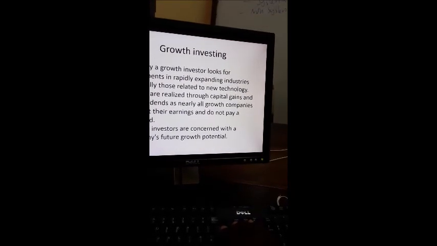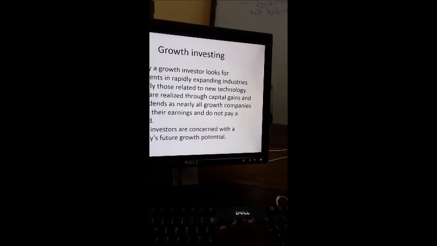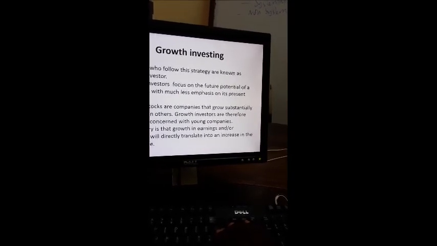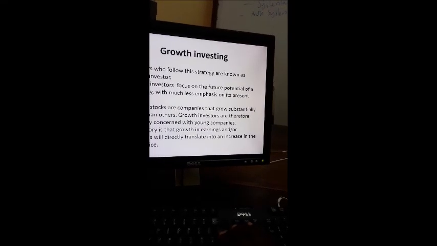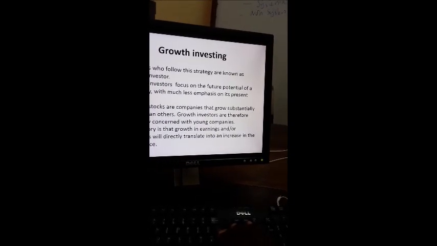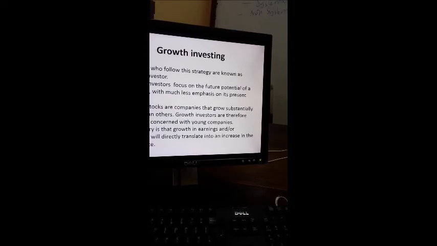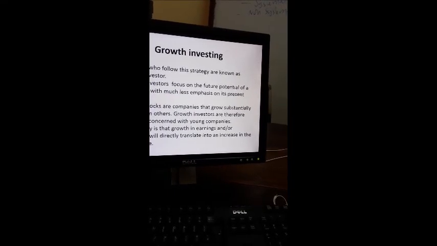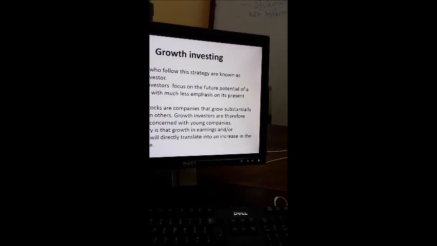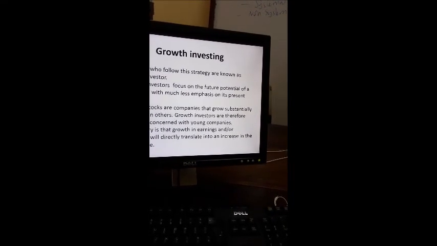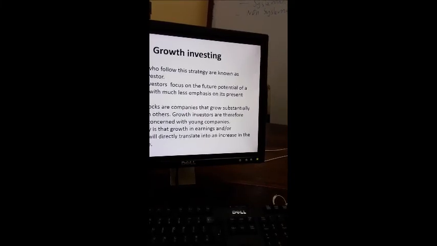Now, according to the growth investing strategy, growth investors are concerned with companies' future growth potential. So they are looking at the potential for future growth. Those who follow this strategy are known as growth investors, and the strategy is known as growth investing. Now, growth investors focus on the future potential of the company, with much less emphasis on the present price. So they are not looking at the current price at which shares of the company are sold, but they are interested in future growth. Now, a growth stock is a company growing substantially faster than others.